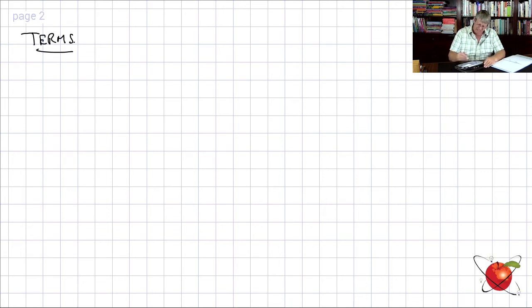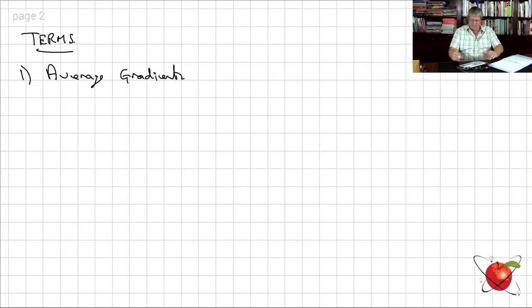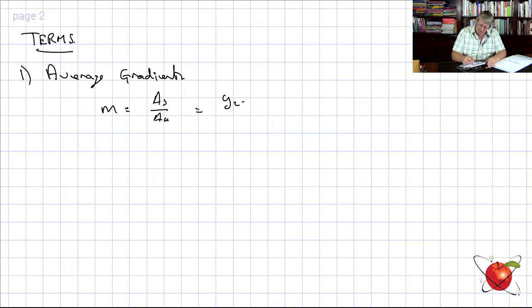Okay. They're going to talk about, one, the average gradient. What are we talking about with an average gradient? Well, what is a gradient, right? The gradient that we know is m, right? That's a gradient, which is equal to delta y over delta x, or y2 minus y1 over x2 minus x1, correct? That is our average gradient. That is the gradient, isn't it?